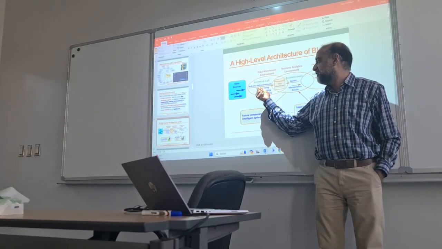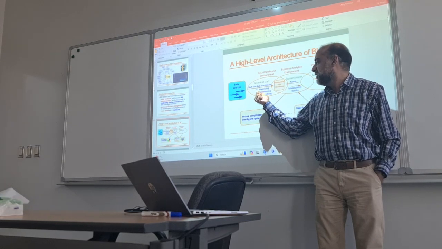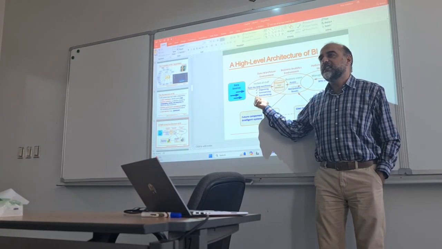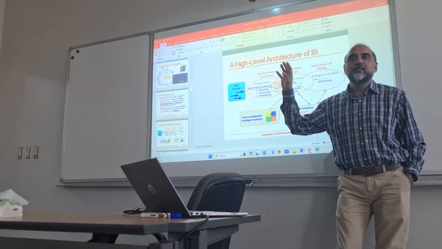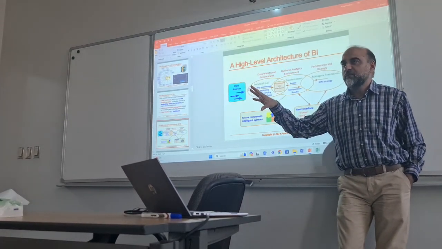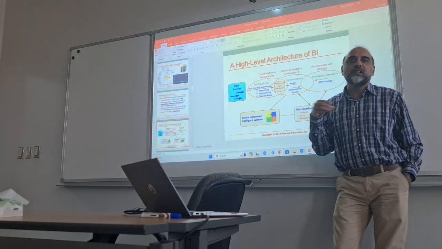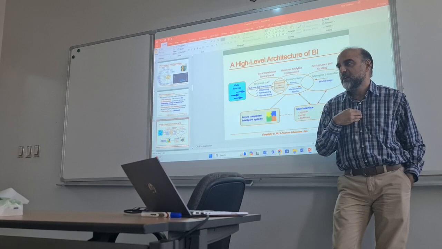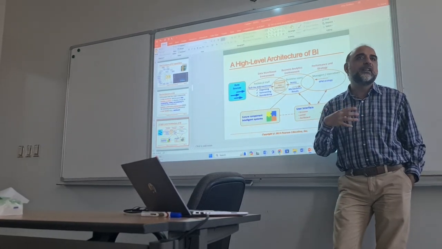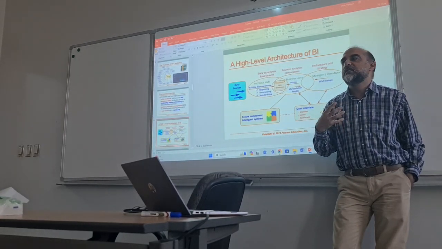If you read the words here, what does it say? Organize, summarize, standardize. It means that the data might already be there in the company. It could be in certain kinds of databases, but those are not in the form that you need, which will be helpful for you to make decisions. So you have to convert this data into the form that you need.